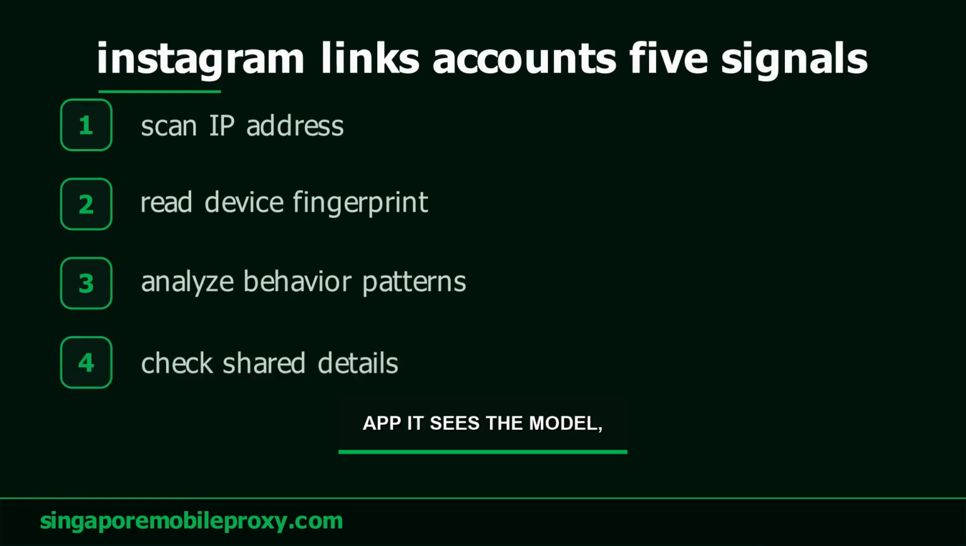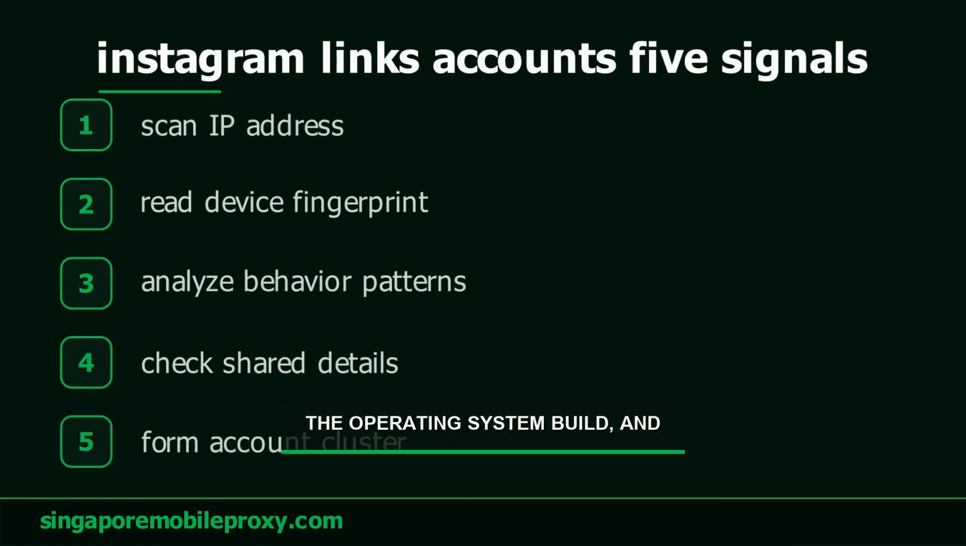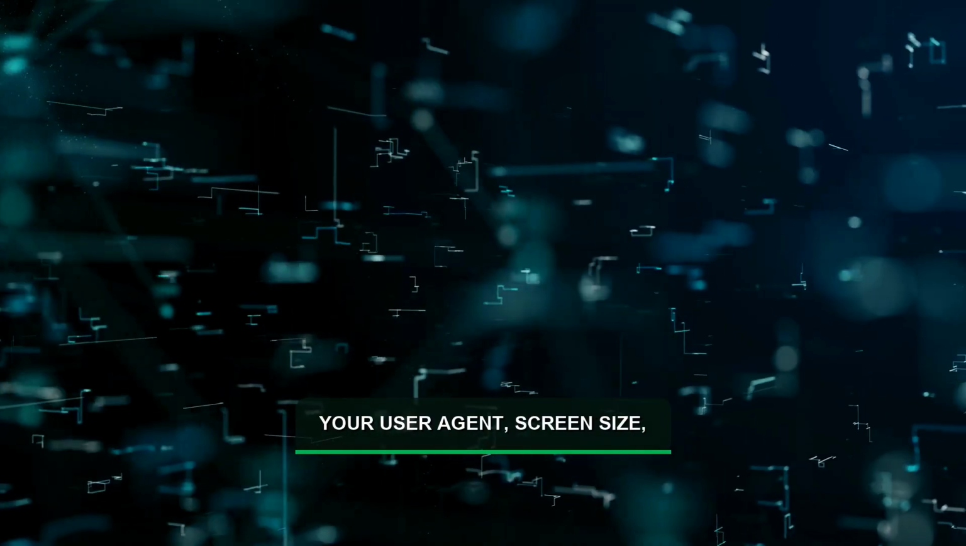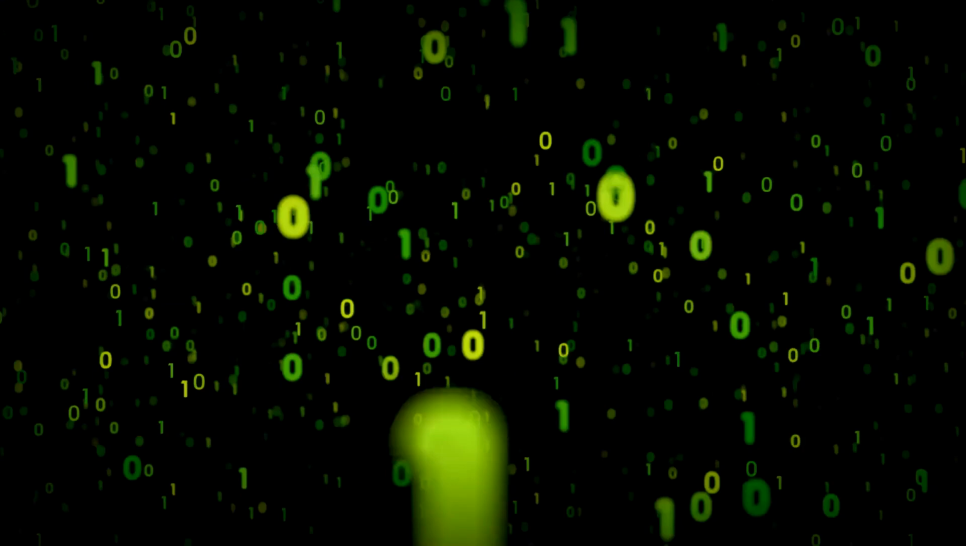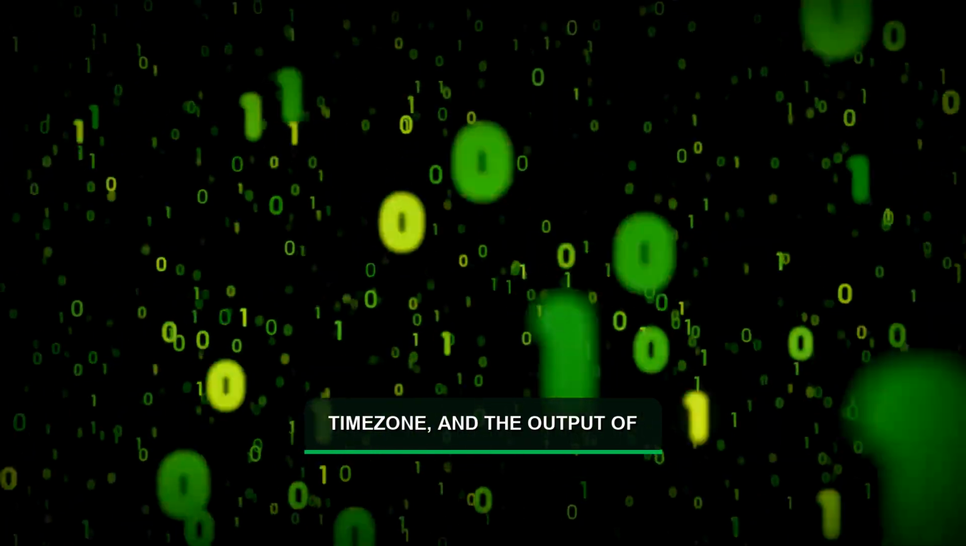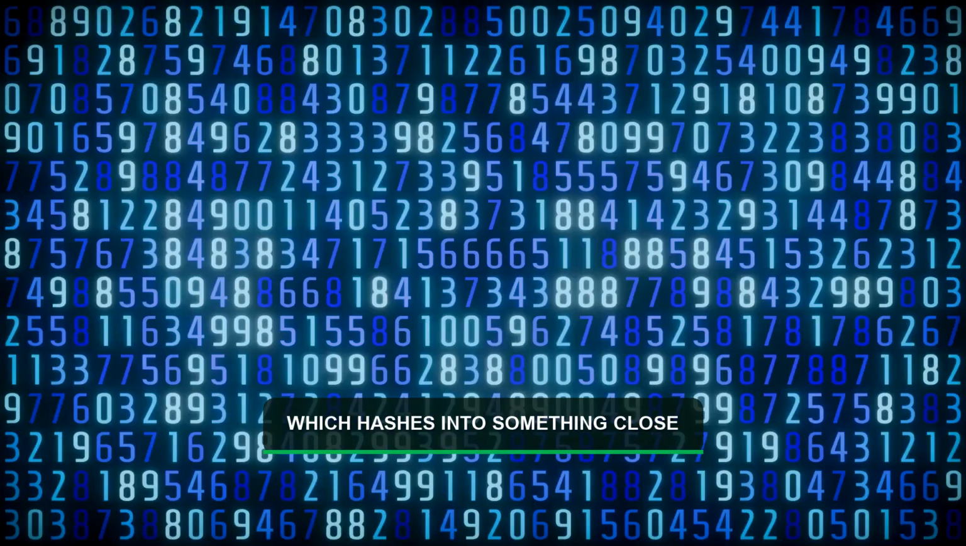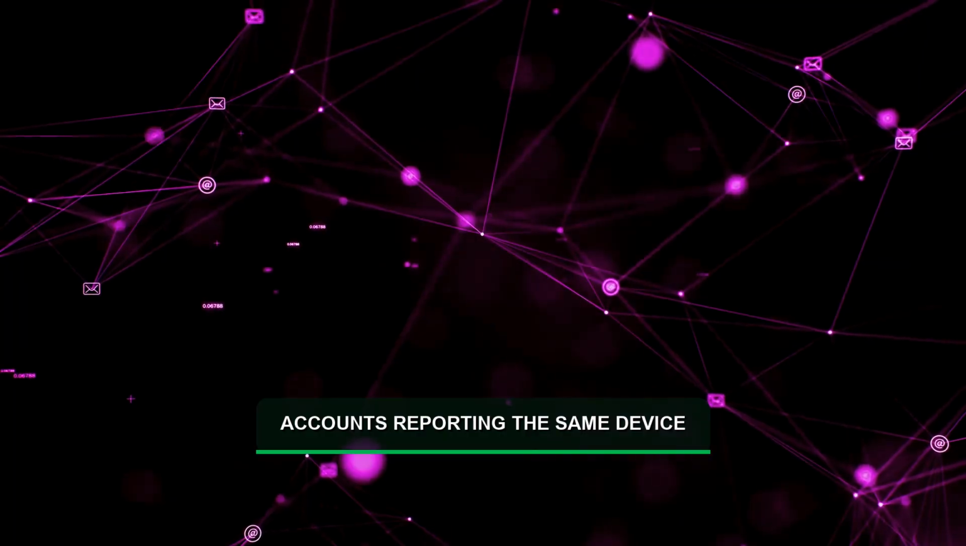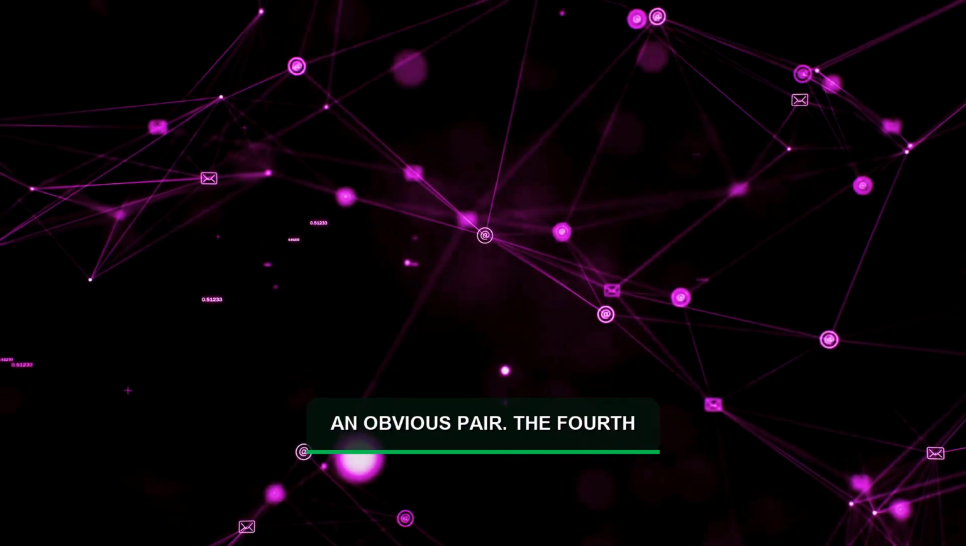Through the app, it sees the model, the operating system build, and hardware identifiers. Through a desktop, it reads your user agent, screen size, fonts, time zones, and the output of a hidden canvas test, which hashes into something close to unique per machine. 2 accounts reporting the same device or the same fingerprint are an obvious pair.